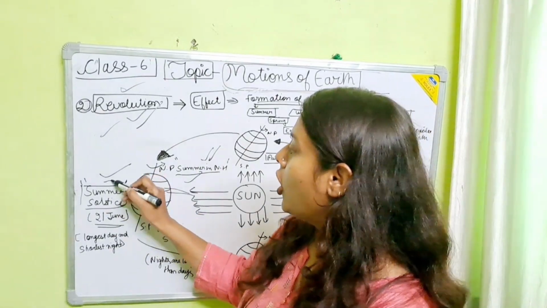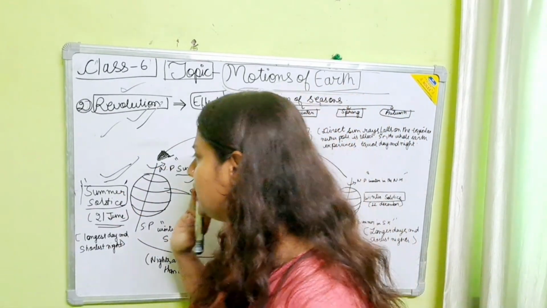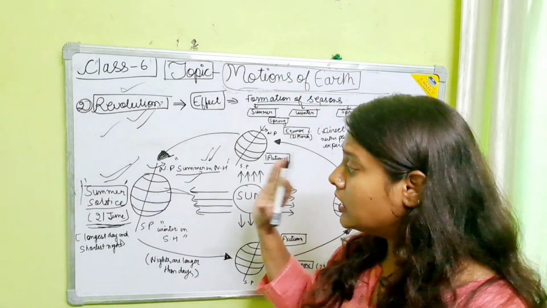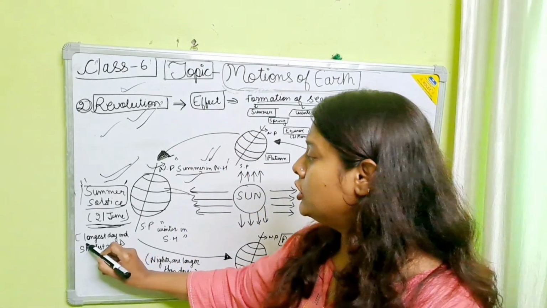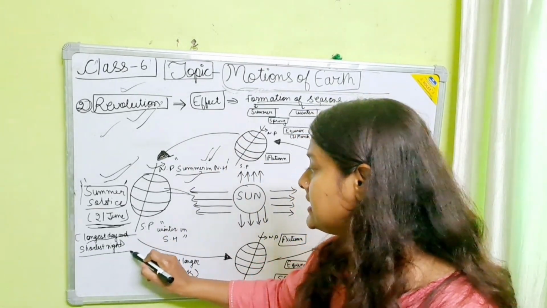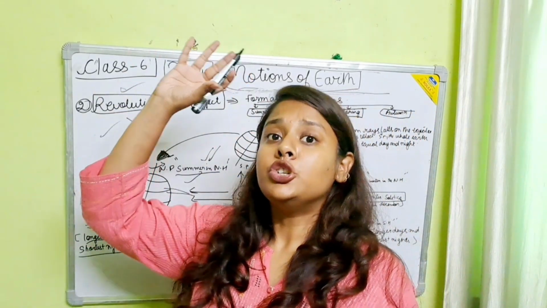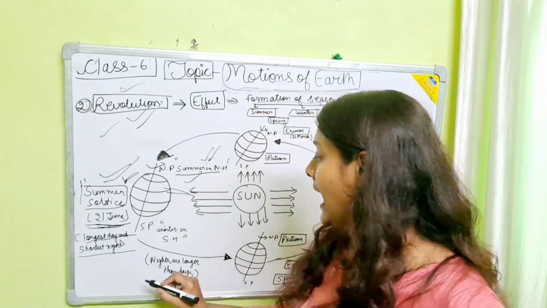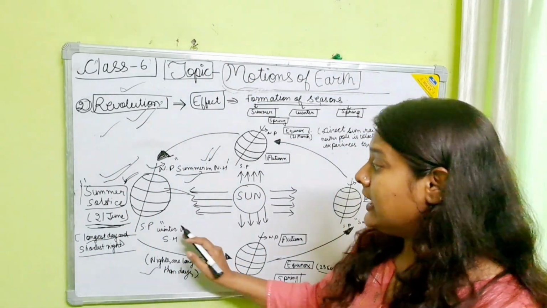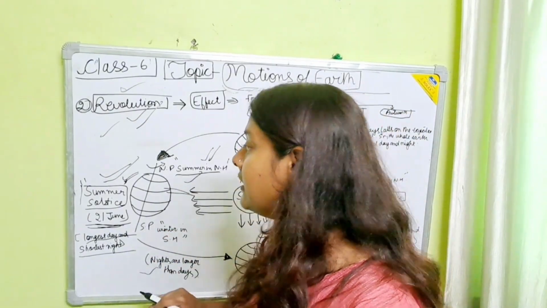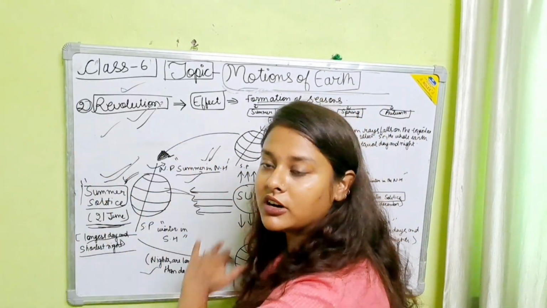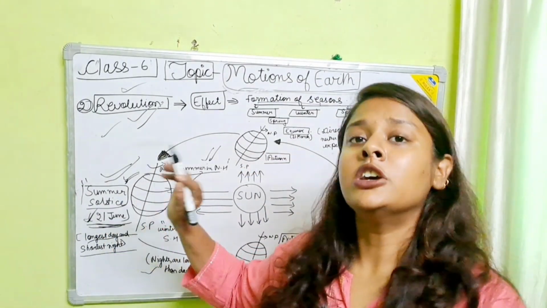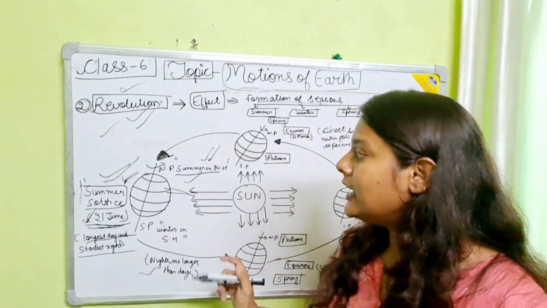Now there is a term called summer solstice. What does it mean? On 21st June, the earth experiences the longest day and the shortest night. The longest day and shortest night on 21st June are experienced in the northern hemisphere, and in the southern hemisphere the nights are longer than the days. This condition of the earth is called the summer solstice, which is experienced on 21st of June. I hope it is clear. What is summer solstice?